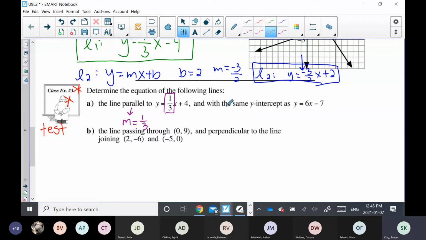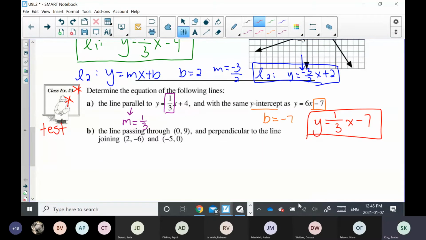Then the second thing, it says the same y-intercept as this guy. So all I need to take from this equation is the y-intercept, which is my b value. That's the y-intercept. Once you have the slope and the y-intercept, I now have the equation of my new line. Y is equal to mx plus b, so y = 1/3 x minus 7. Slope, y-intercept, that is the equation of my new line.